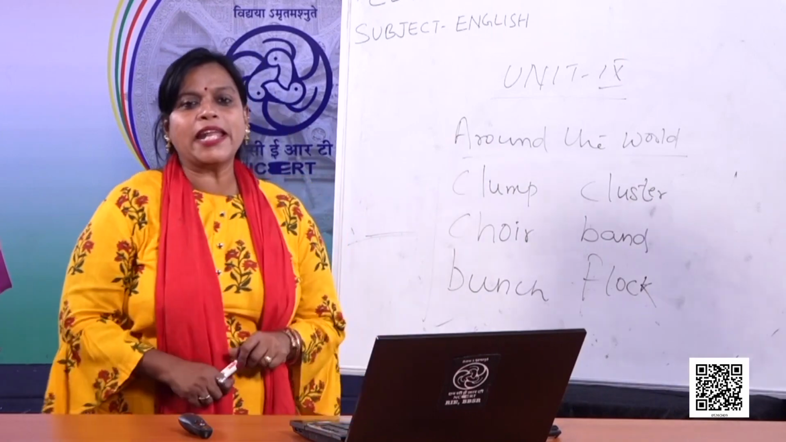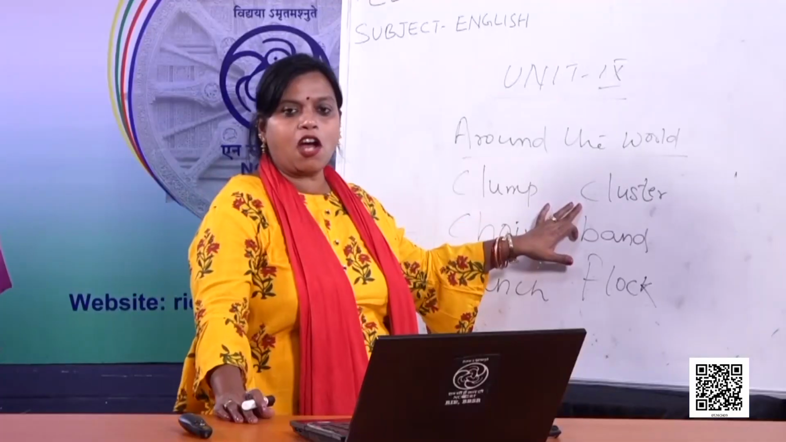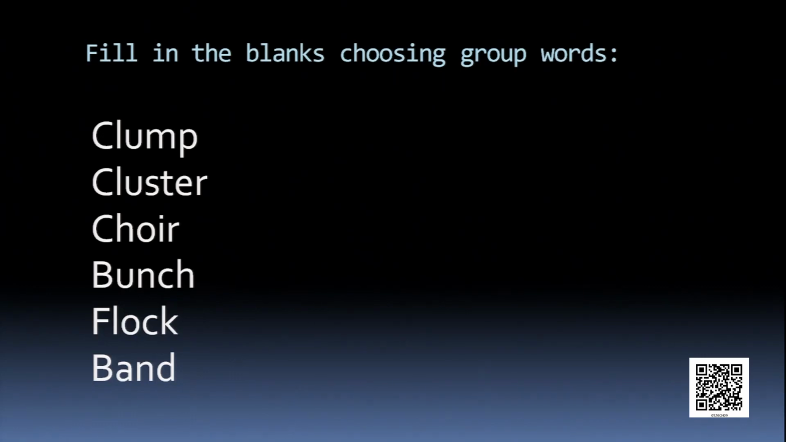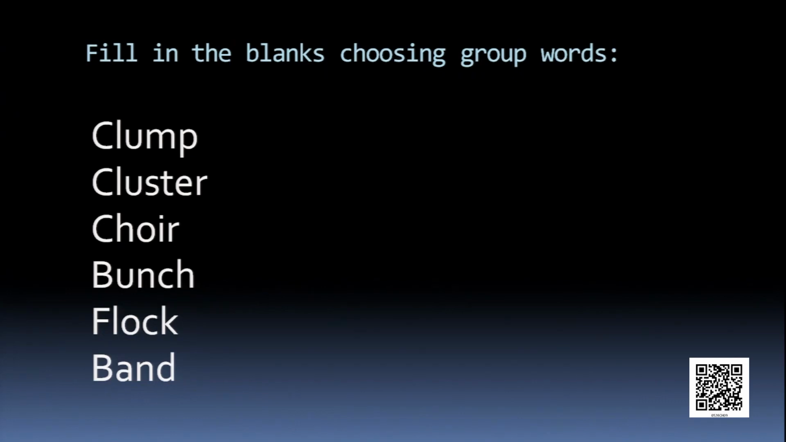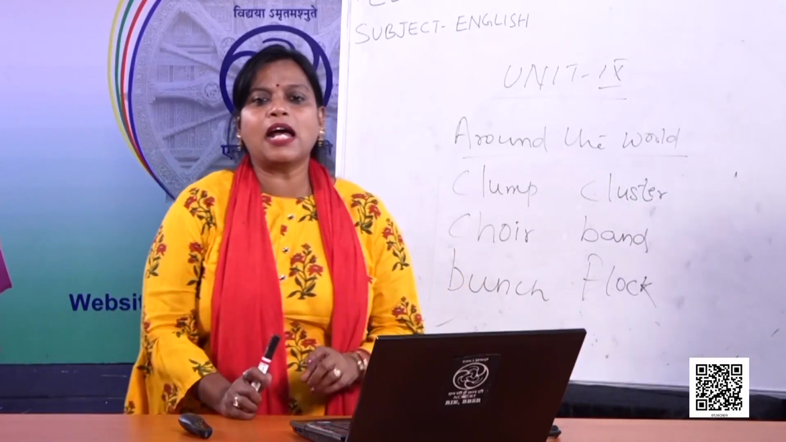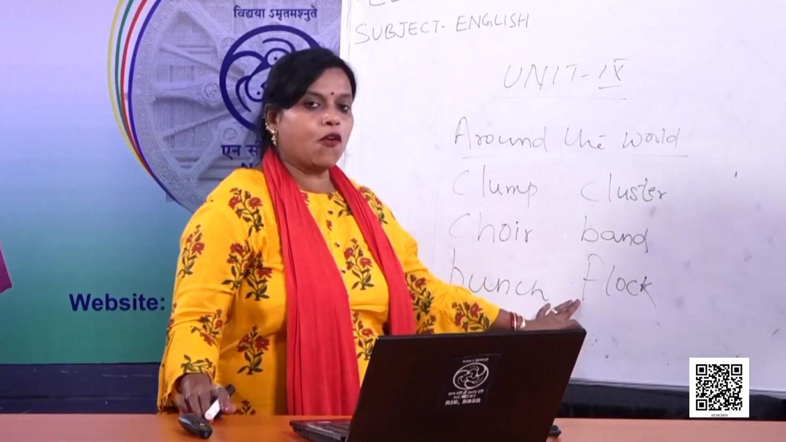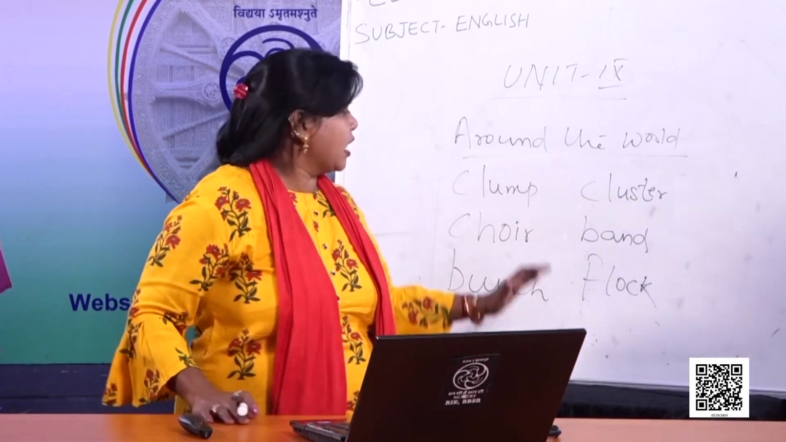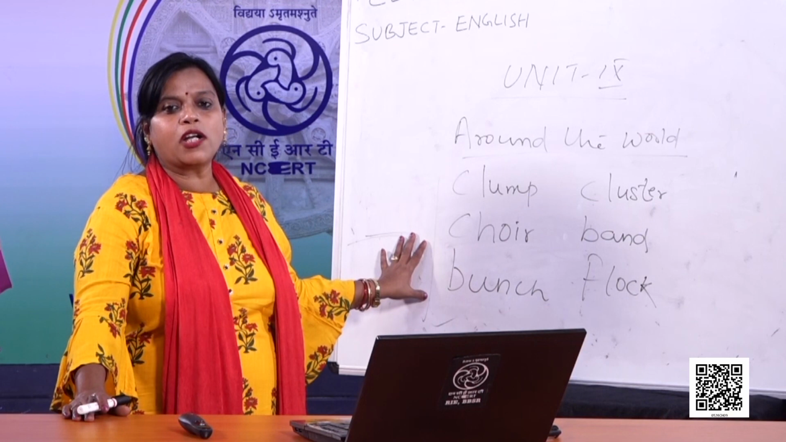Then come to the next bit, the fourth one. The girl looked up at the dash of stars. Now see, cluster of stars. The answer is cluster. The dash of robbers escaped. That band of robbers escaped. See the last bit. The hunter shot at the dash of birds. The flock of birds. So what are these? These are collective nouns. I feel that you know about the noun.